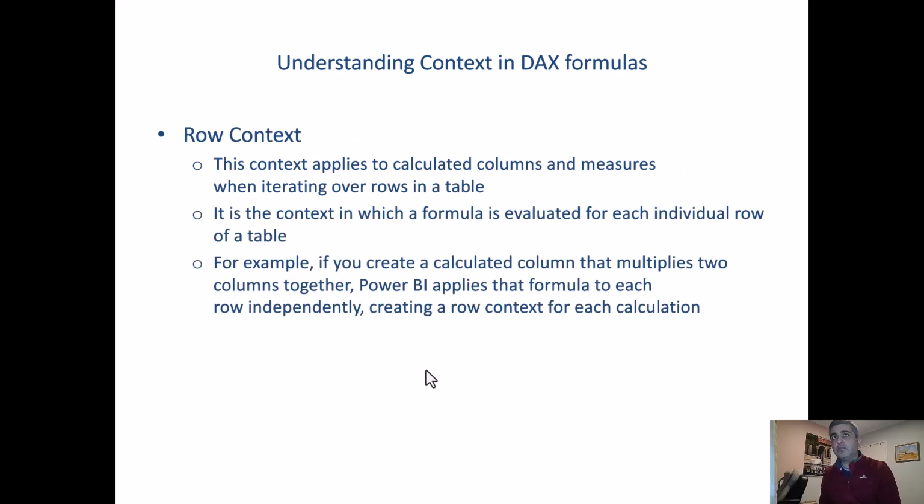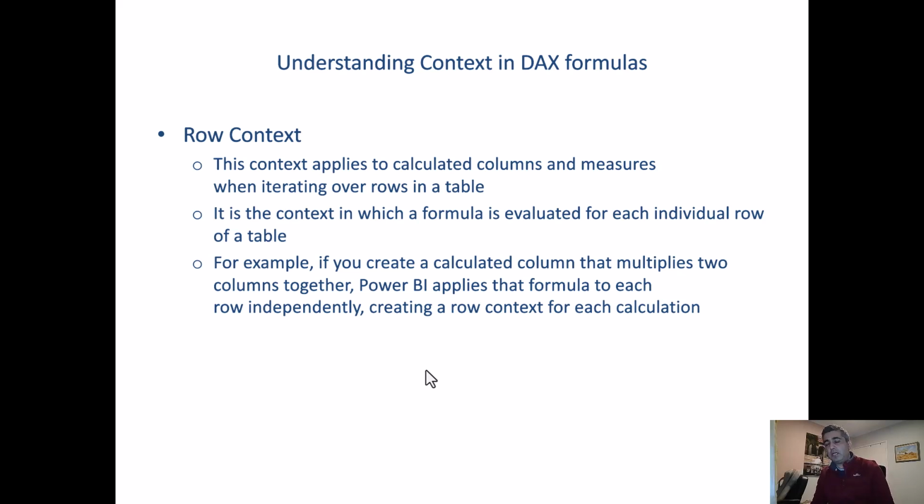So let's now move to the next step. We were talking about the row level context. This applies to calculated columns and measures when iterating over rows in a table. It is the context in which a formula is evaluated for each row of a table. So for example, if you created a calculated column that multiplies two columns together, Power BI applies that formula to each row independently, creating a row context for each calculation. So these formulas are calculated row by row.